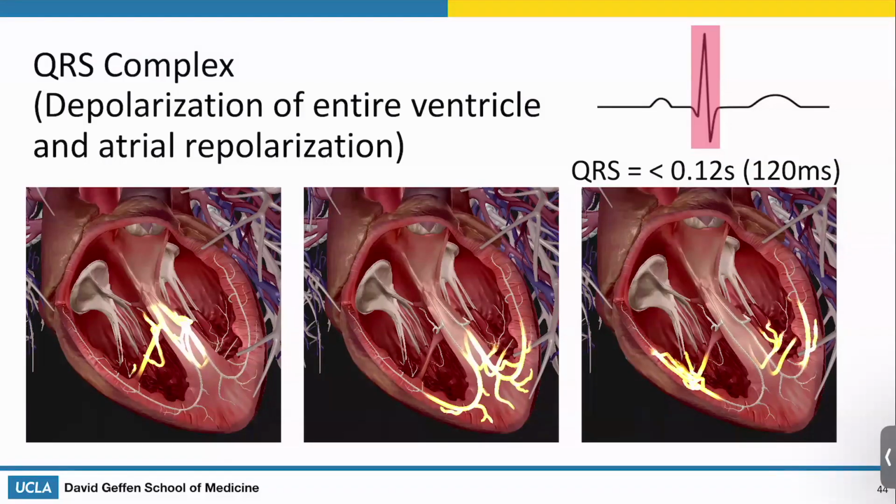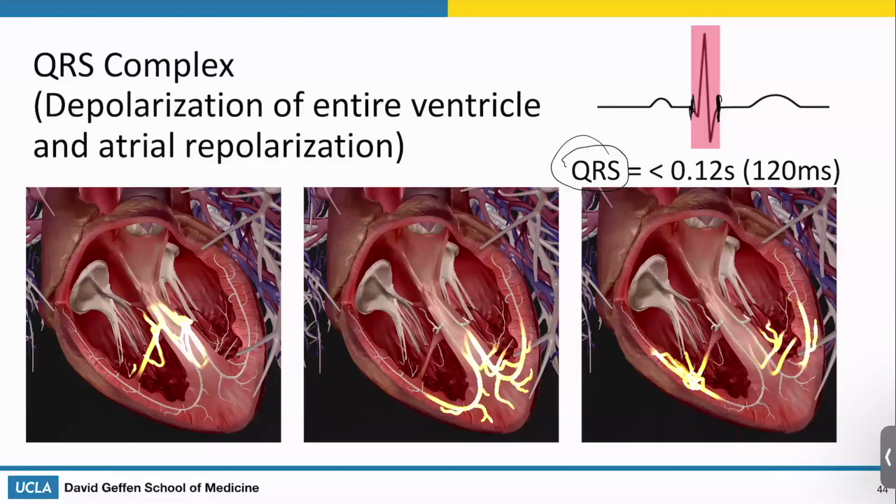And we actually measure this because we want to know how long it takes to depolarize the entire ventricle. So we're going to measure our QRS complex to see how long it is from the beginning of the Q wave to the end of the S wave. Okay, and we want it to be less than 0.12 seconds or 120 milliseconds. If it's greater than that, there is some sort of delay, and it could be problematic.